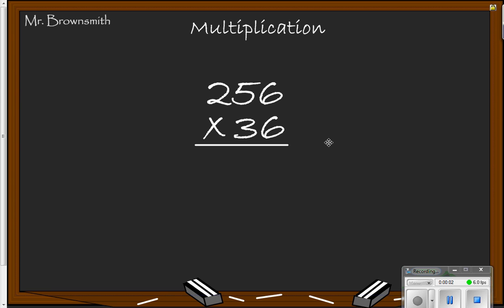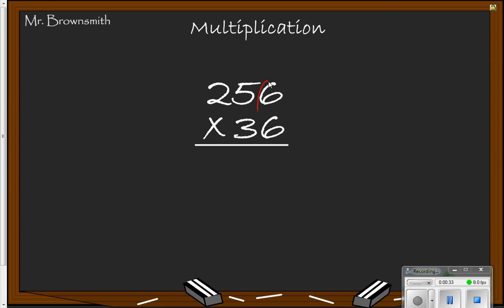Hey guys, let's do some multiplication today, and I want to show you how to do some of the more difficult multiplication problems. For example, this one here is 256 times 36. So we're going to use a lot of the same techniques that we have been using before when we've been multiplying three-digit numbers by one-digit numbers. But this time we're doing three-digit numbers by two-digit numbers. So the first thing that we want to do is multiply these two numbers together.